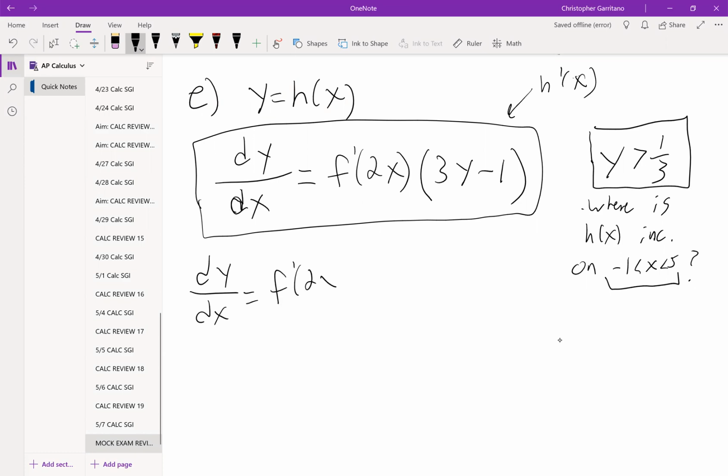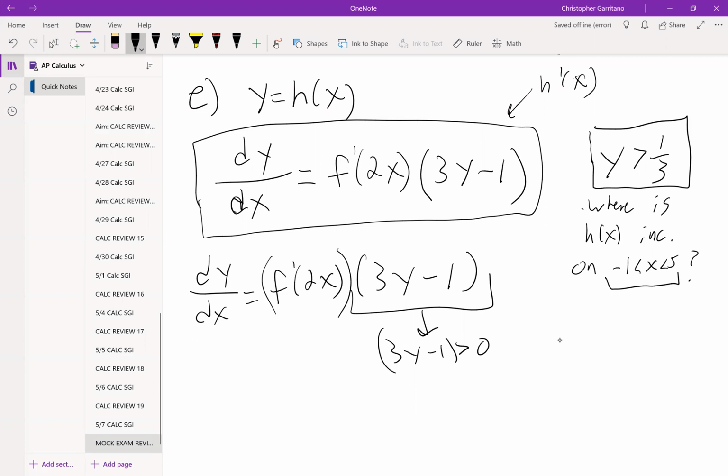So if y is always greater than 1/3, then think about this expression over here, 3y minus 1. If y is greater than 1/3, that means that 3y minus 1 must be greater than 0. All right, and why is that important? Well, this derivative function is f prime of 2x times this value here.